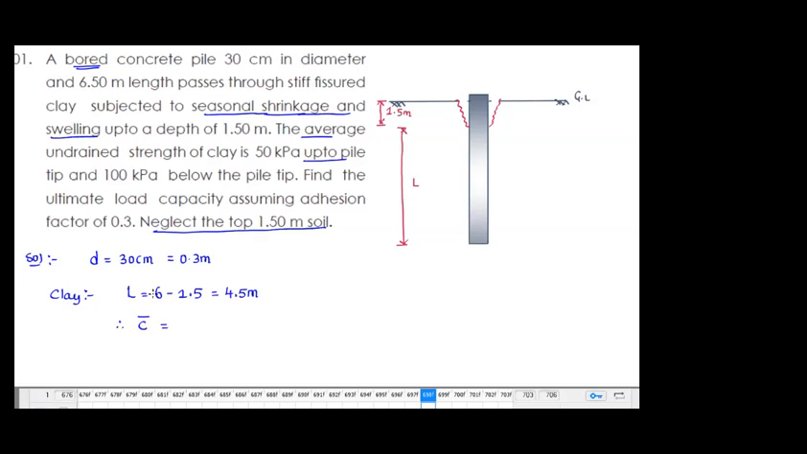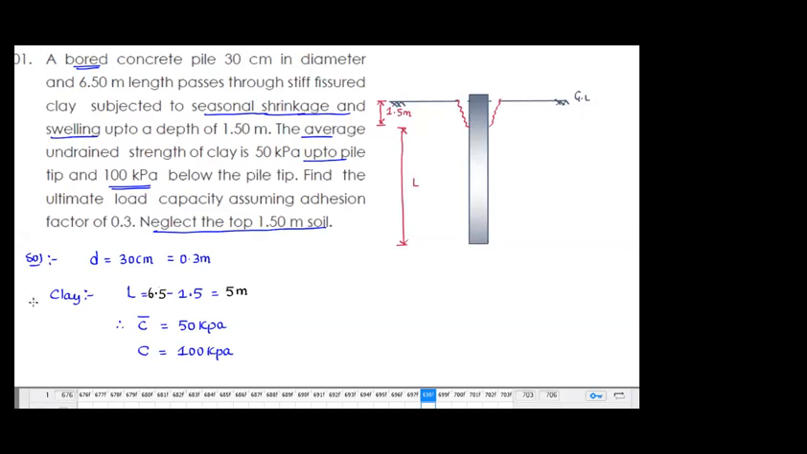So what is the average undrained cohesion? The average is 50 up to the pile tip, which is nothing but 50 kilopascals. And it is going to be 100 kilopascals below the pile tip. Below the pile tip, the C value is 100 kilopascals. I told you clearly what C is. The length is 6.5, sorry, 6.5 minus 1.5, which is going to be 5 meters. You know that the average means C bar, and the cohesion at the pile tip is 100.